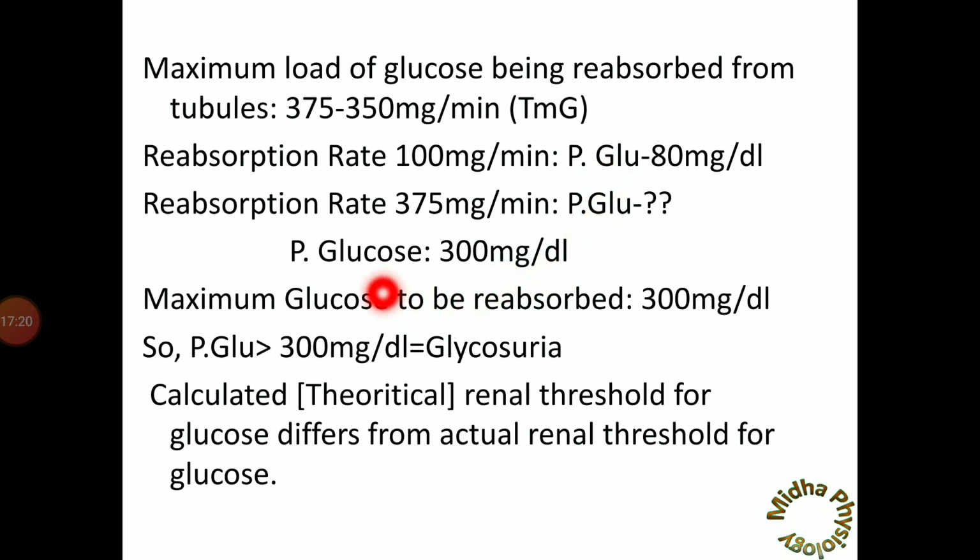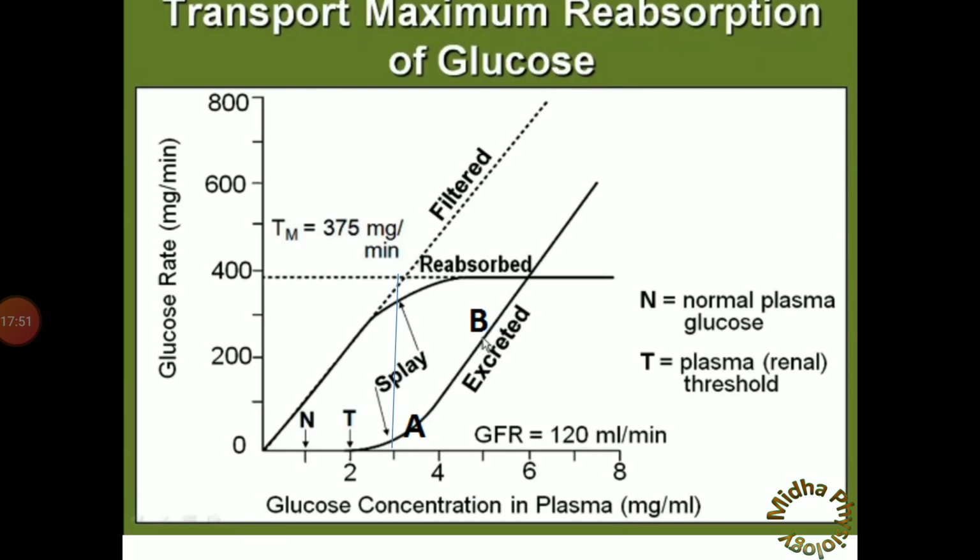Okay, so this renal threshold for glucose, which is the calculated one, is different from the actual renal threshold for glucose, which is 180 milligram per deciliter in case of venous blood, or more than 200 milligram per deciliter in case of arterial blood. So there is a difference between the calculated or theoretical renal threshold for glucose and the actual renal threshold, or the point at which the glucose will start to appear in the urine. And due to this difference, when we are plotting this whole mechanism in this graph, you can see a slight deviation. This deviation is what we call splay.